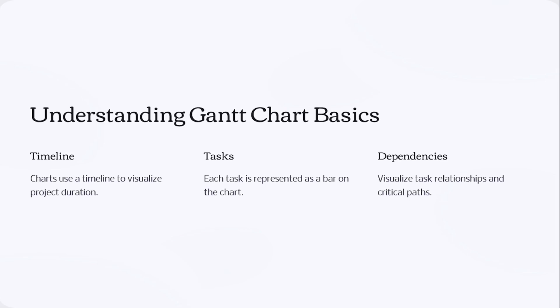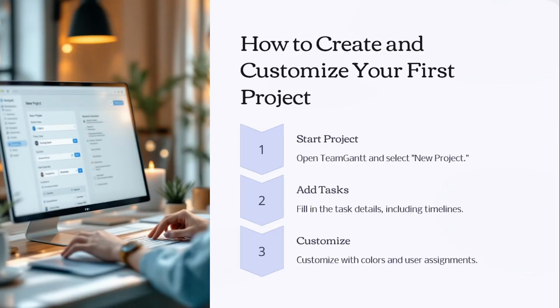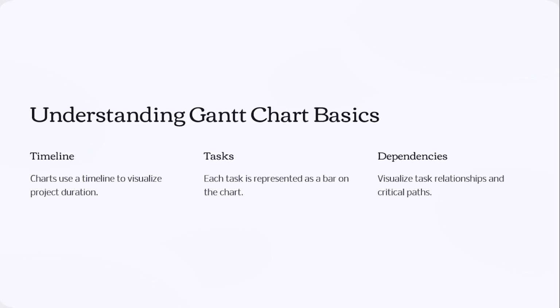So let's go over the timeline first. The charts actually use a timeline to basically visualize the project duration. I'll show you a visual example later. And each task is basically represented as a bar on the chart, and there are dependencies involved. So you basically visualize the task relationships and critical paths. Okay, now let me show you an example.